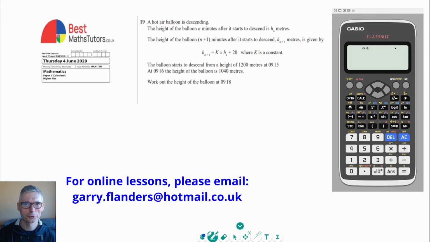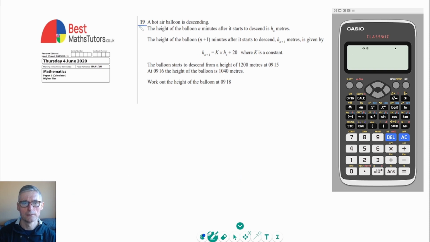Hello, we're continuing through Edexcel's 2020 paper 2 from the higher tier in Maths GCSE, and we're on question 19, and this is a question about iterative formula. So we're told that we've got a hot air balloon that's descending, and the height of the balloon n minutes after it starts to descend is given by h with a small subscript n, and the height of the balloon n plus 1 minutes after it starts to descend is given by h with an n plus 1 subscript.